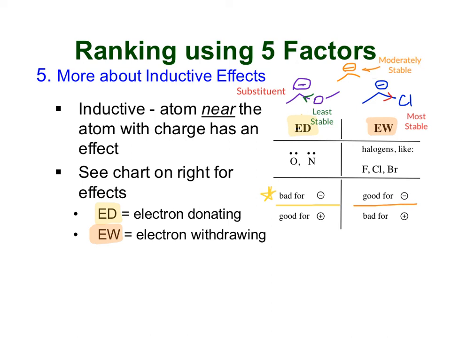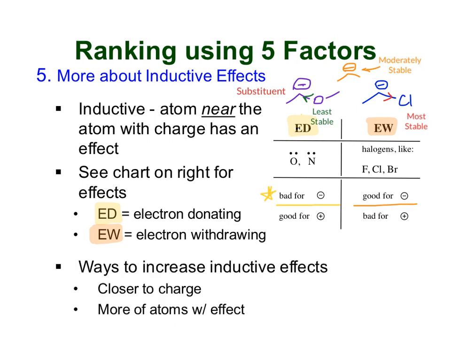But you can also have two that may have the same effect. Like if you have two that have electron donating, well, then it's going to matter how close that electron donating effect is to the charge. And also it's going to matter how many of those atoms you have. So let's say I have one where there's an oxygen that's 2 atoms away and one where there's an oxygen that's 3 atoms away. The closer one's going to have a stronger effect, and if that's a bad effect for a negative charge, that means it would be the less stable conjugate base.